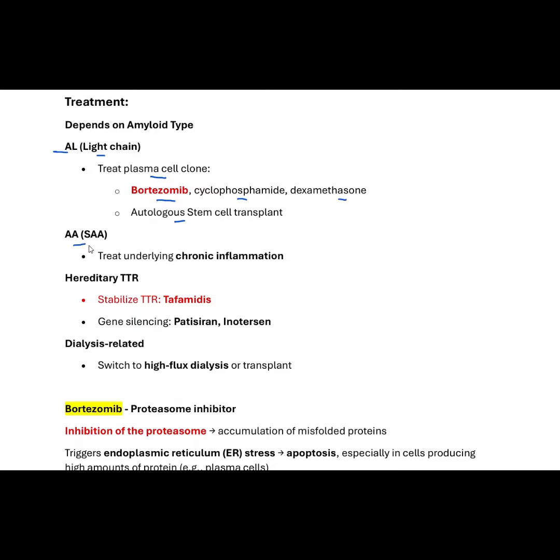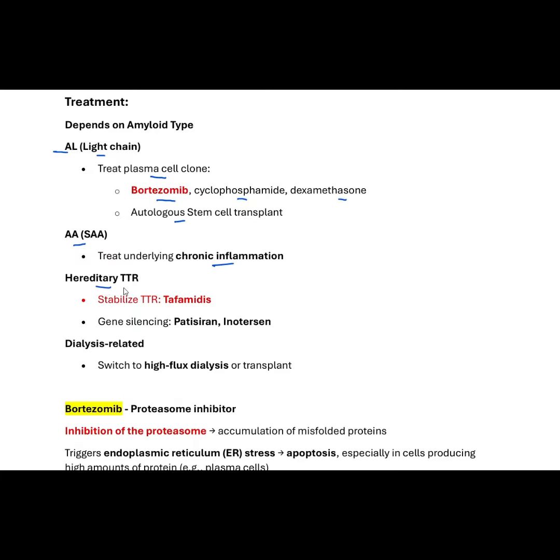What about serum-associated amyloidosis? So this one, you have to focus on treating the chronic inflammation. So treat the underlying chronic inflammation. If it's rheumatoid arthritis, treat the rheumatoid arthritis. If it's tuberculosis, treat the tuberculosis. If it's chronic osteomyelitis, treat the chronic osteomyelitis.